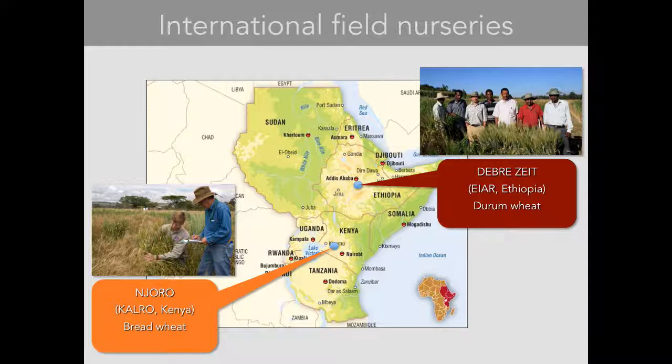This is a nursery that is focused on bread wheat and uses as inoculum races in the UG99 group. The second one is located in Debre Zeit, Ethiopia, and it's a nursery that is focused on durum wheat. This nursery is located in a major durum wheat growing region in Ethiopia and uses as inoculum, in addition to UG99, a group of local isolates that are highly virulent on durum wheat.